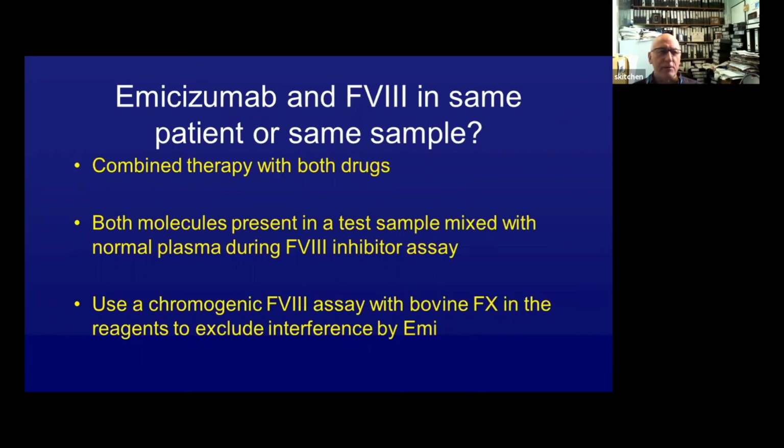Will we see emicizumab and factor VIII in the same sample in the laboratory? I'm sure it will happen. We have non-inhibitor severe hemophilia A patients under emicizumab therapy, and of course they may suffer traumatic bleeds, they may require surgery, and occasionally will be given additional replacement therapy with factor VIII during the emicizumab therapy.